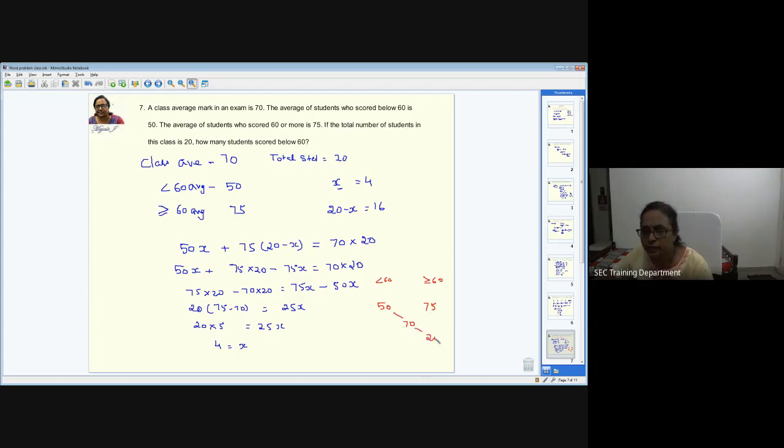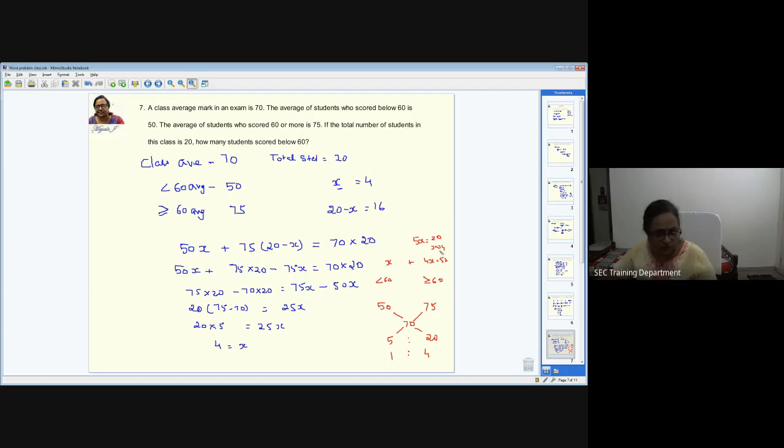Take the difference of these two and write it here. That is nothing but 20. Take the difference of these two and write it here. That is 25, 5, 5. So what's the ratio here? The ratio here is 1 is to 4. So this is the ratio of your students. So 50, that is nothing but below 60. If this is 1, this is going to be 4. So we can take it as, if this is x, this is going to be 4x. When you add these two, it is going to be 5x, and this 5x is what is given as 20, therefore x is equal to 4.